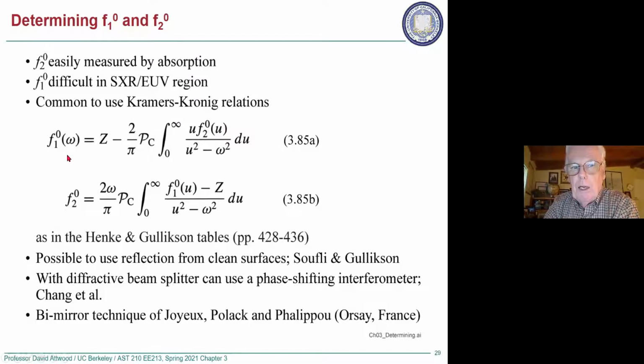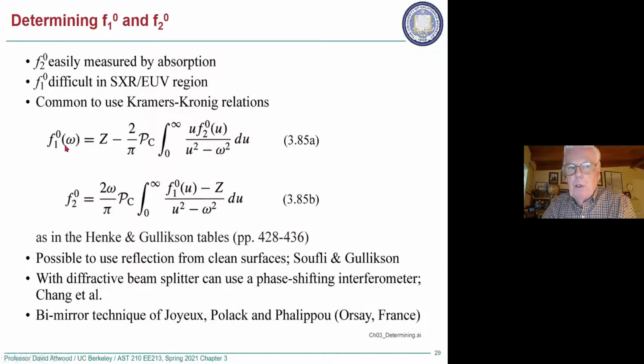If you know either the real or the imaginary part over a full spectral range, enough to get some accuracy here, you can get the other. And you just do this point by point. There are some references here, but that's how it's done.